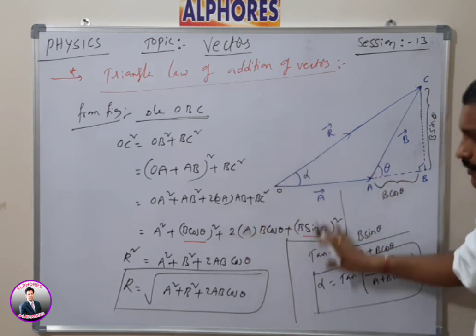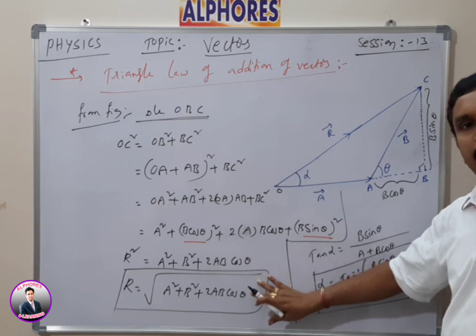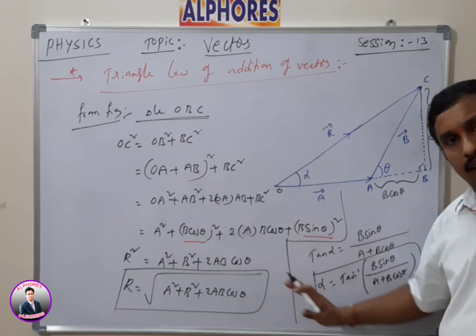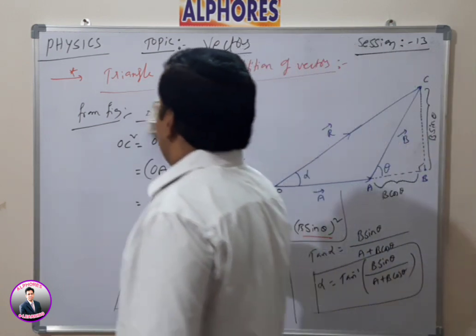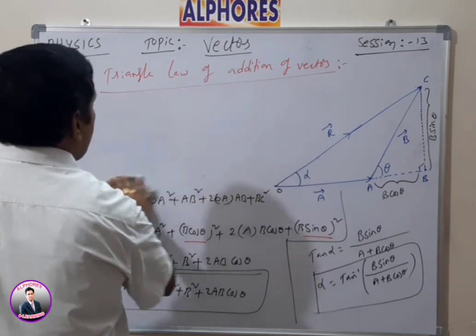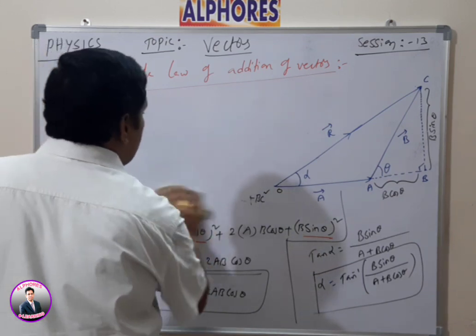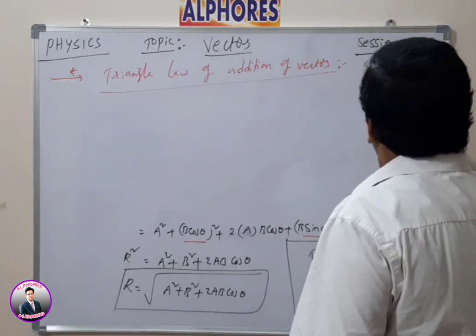So this total method, this total result, is similar to the addition of vectors according to the parallelogram law of addition of vectors. Same thing. Okay, now listen carefully. This triangular law is used in the parallelogram law of addition of vectors also. By taking this triangular law, I have to find the diagonals of the parallelogram.